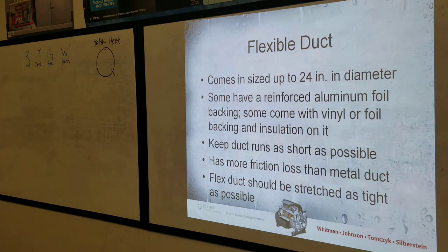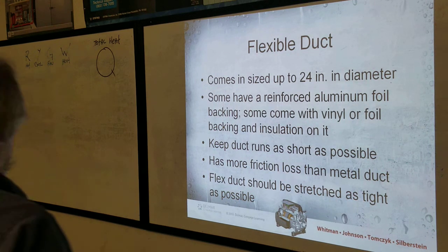Flex duct. I don't like this stuff. That's what we have back here, right? Well, you're fucked. Right there. What is that one, loose? No walls? That's flex. Oh, okay.